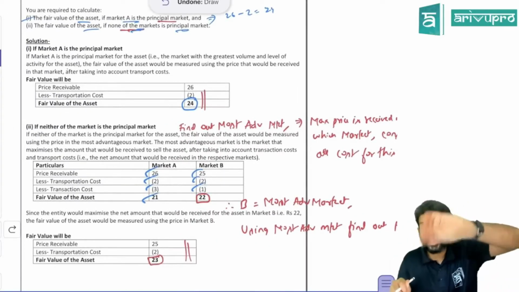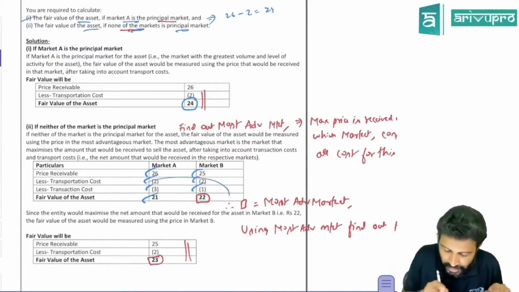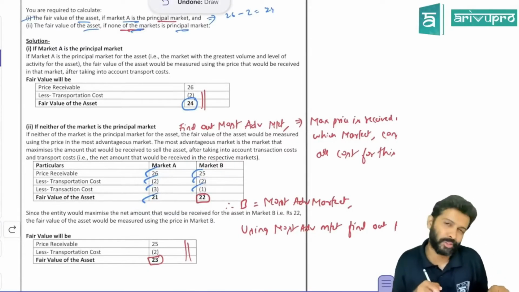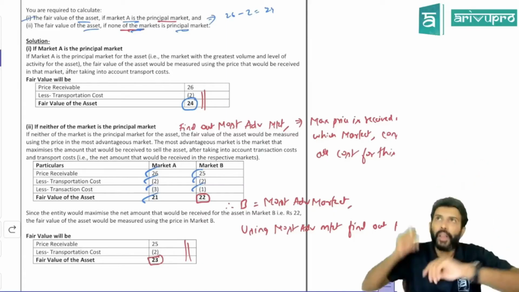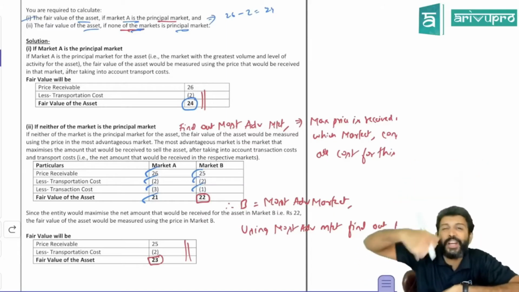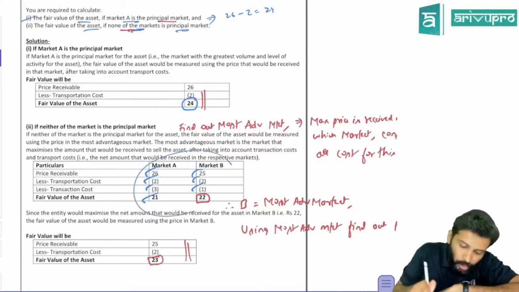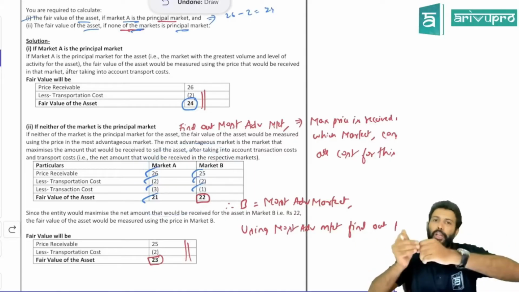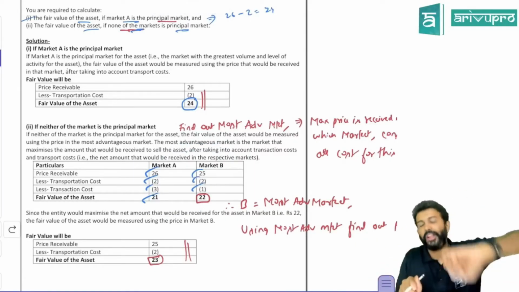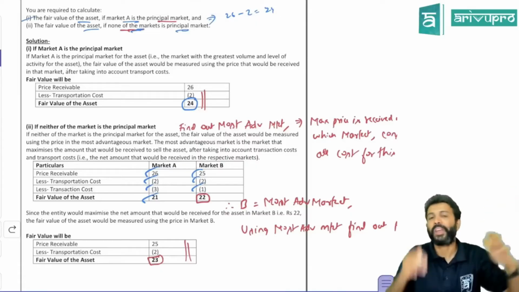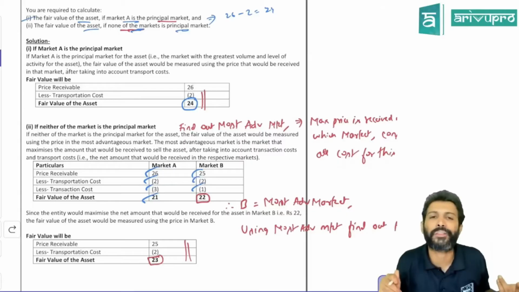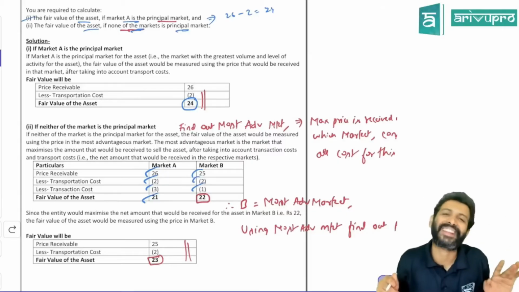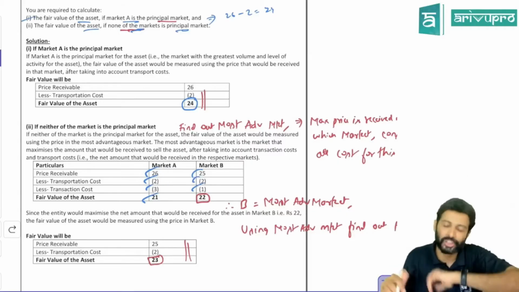To find out which is the most advantageous market, we will consider all the income and all the expense. Now you got to know which is the most advantageous market. It is B. Now check B's market data and, using market B, find out the fair value. And to find out fair value, we will not consider transaction cost, but only consider transportation cost.